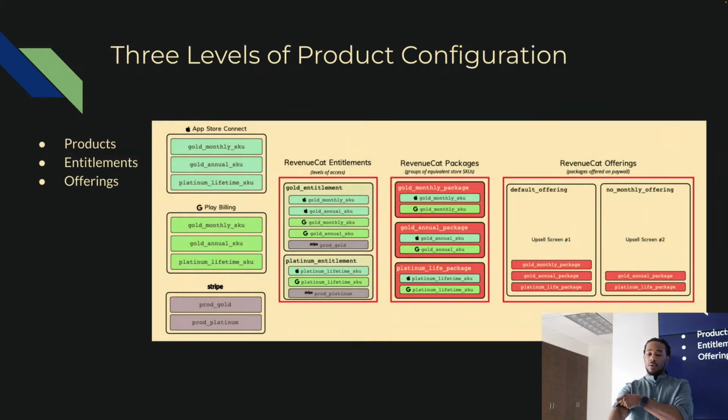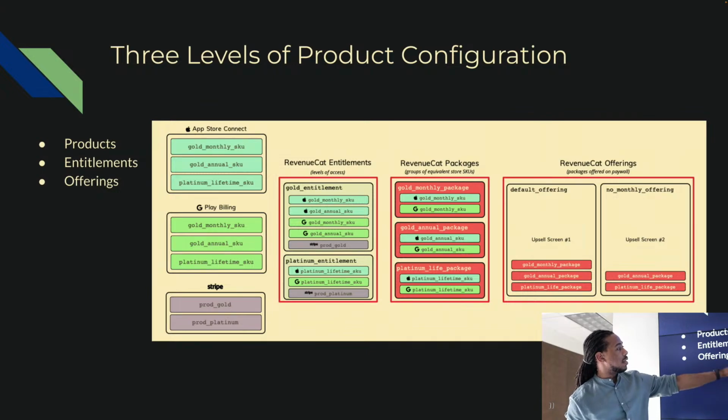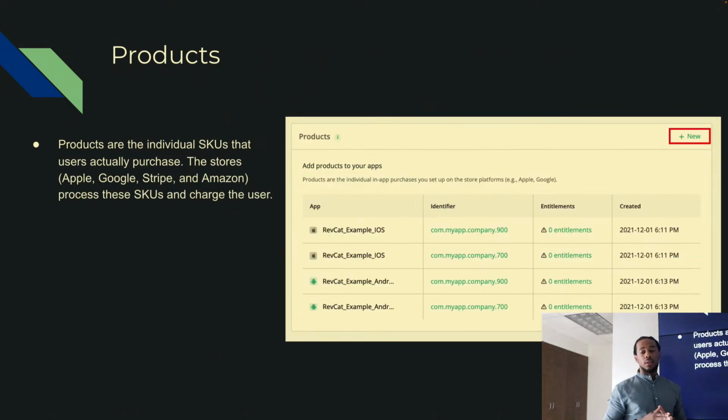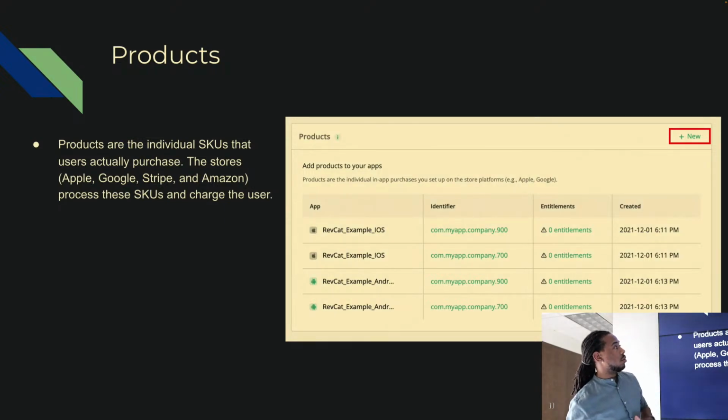So with Revenue Cat, there are 3 levels of product configuration. And as you can see in this picture right here, it kind of explains how each of them are connected. But I'll go into each of these in detail in one second. The first one we have is products, entitlements, and offerings. So with that being said, products, most important part. Products are the individual SKUs that users actually purchase. So the products are going to be the premium plan itself, all right, or the single message product. It's essentially saying, this is what I'm selling and this is what I'm giving to the user.